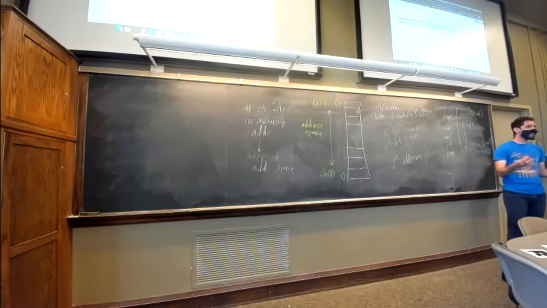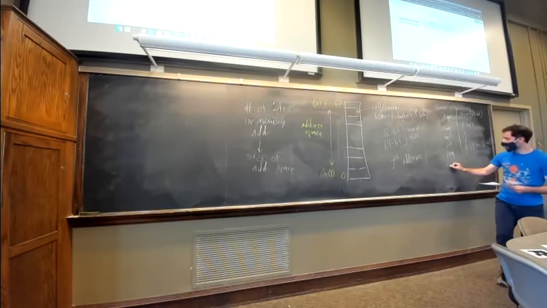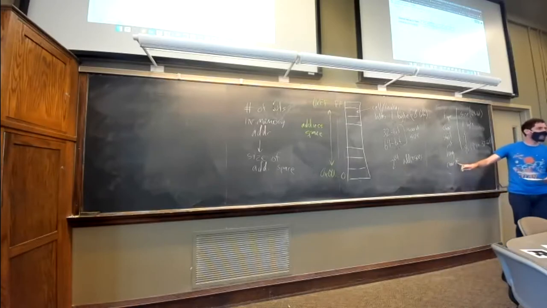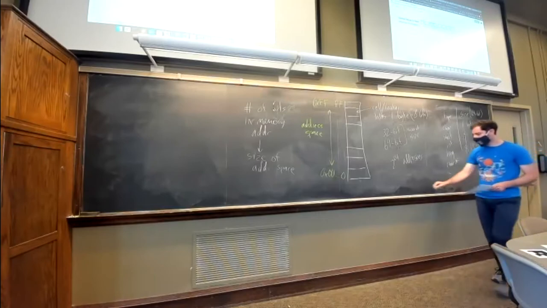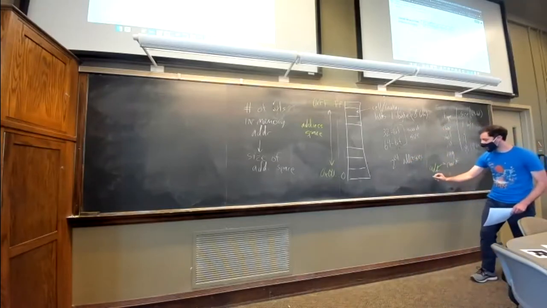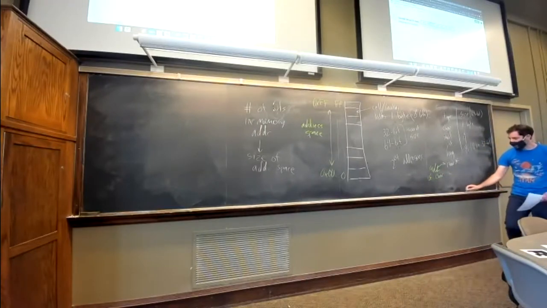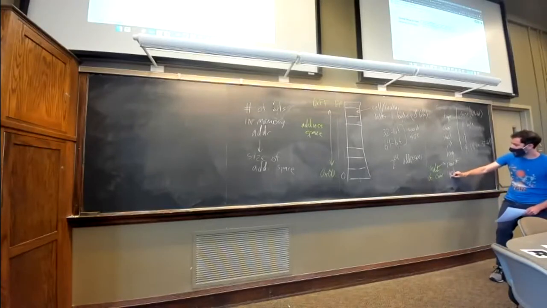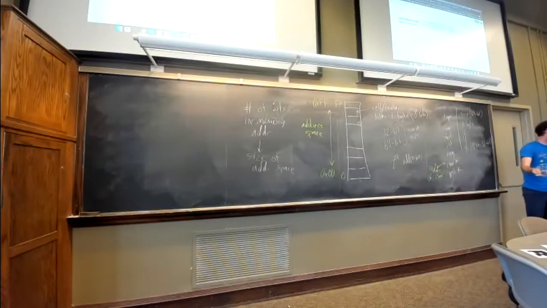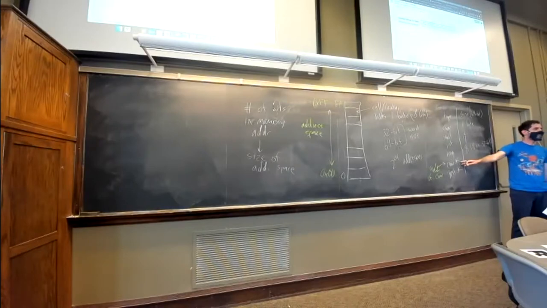We also, in C, have an explicit type for a memory address. We can say something like char star, asterisk, and this means it's an address of a character. And we can similarly have an int star, which is the address of an int. How would we know what size these char star, int star types are? How many bytes might these take up?